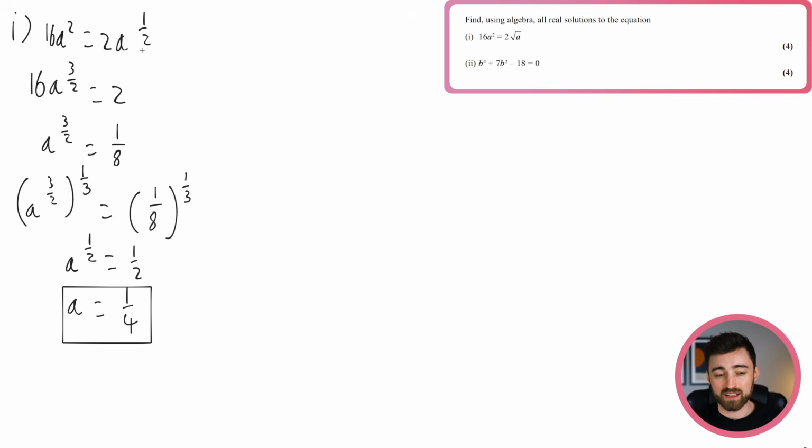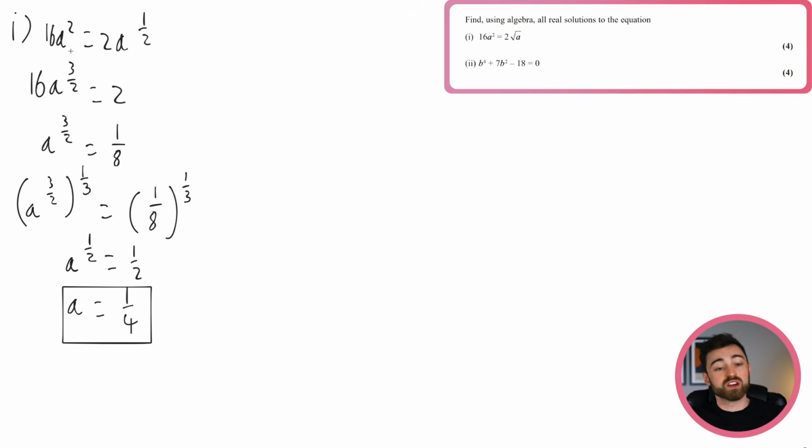What would happen if a was equal to 0? Surely 16 times 0 squared, which is 0, is the same as 2 times 0 to the half, which is also 0. So 0 satisfies this equation. So what have I done to just lose this solution? It's the fact that I divided by something and I didn't account for the fact that that something might be equal to 0, because it's unknown, isn't it? So it could be 0.